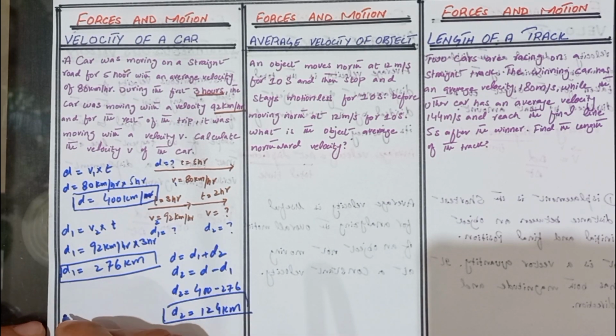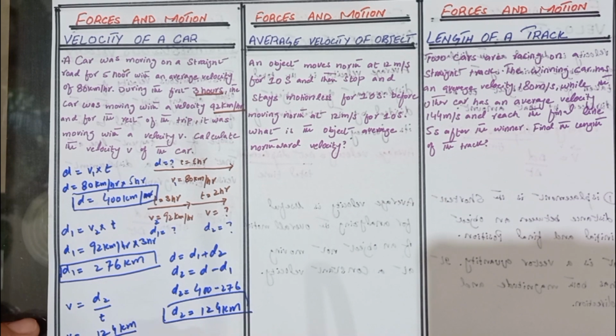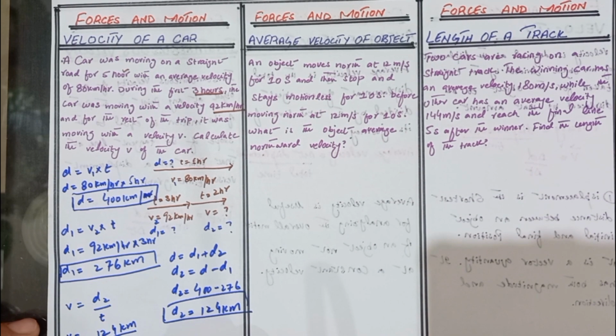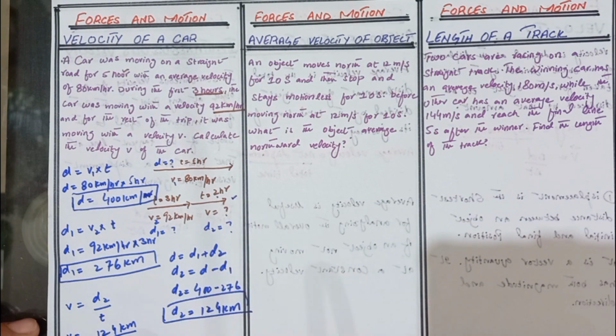Now we calculate the velocity v that is equal to d2 over t. d2 is equal to 124 kilometers. Time is 2 hours. So velocity is 62 kilometers per hour when it moves the distance of 124 kilometers which is left when the time is 2 hours. This is the velocity.